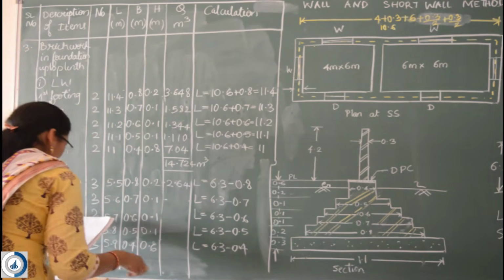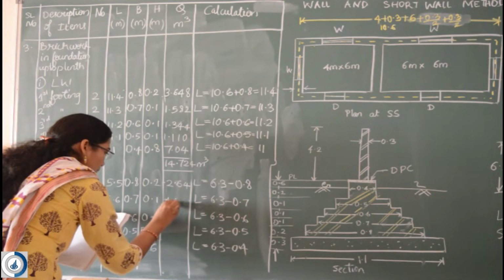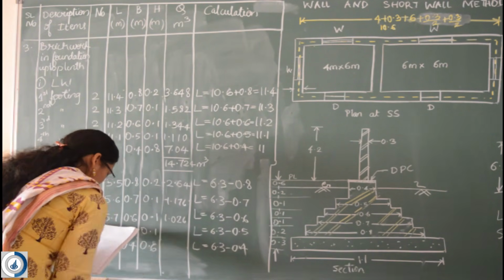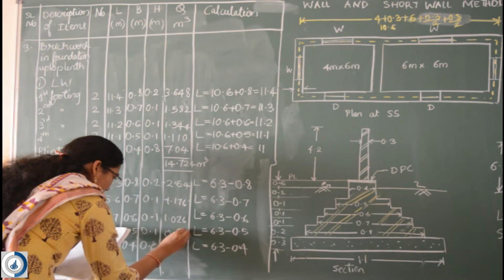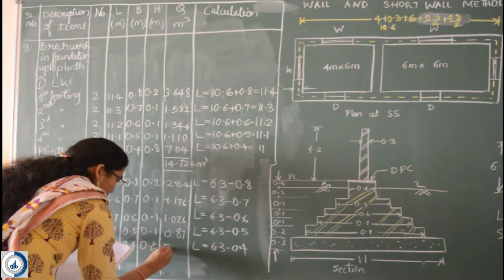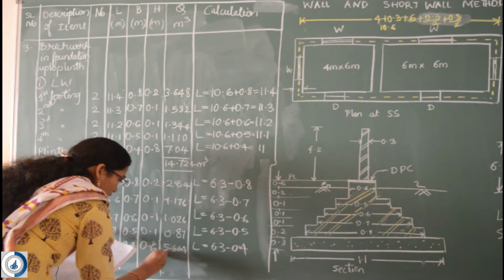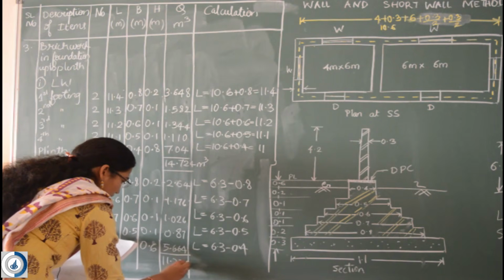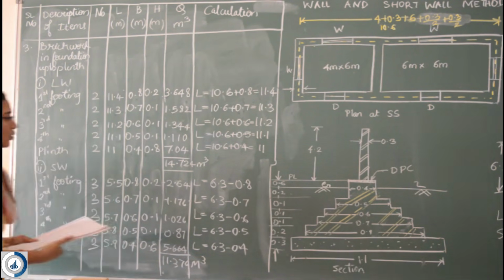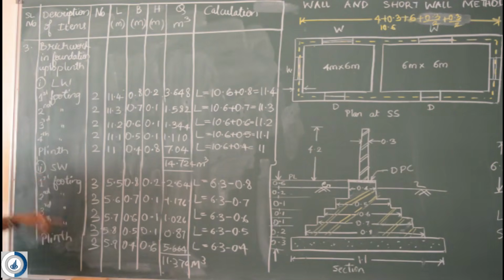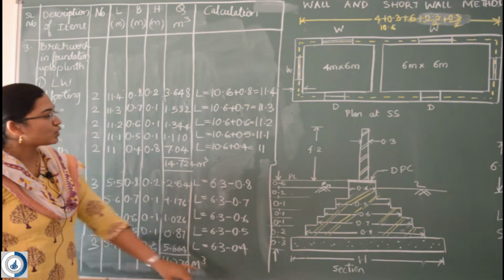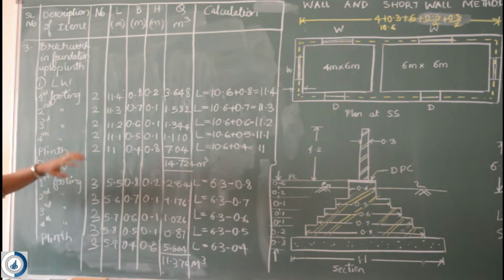Then similarly the next one, I'm getting 1.176. Then next 1.026. Then 0.87. Then 5.664. So I'm getting total of this as 11.376 meter cube. So the total quantity for the short wall I'll be getting as 11.376 meter cube.